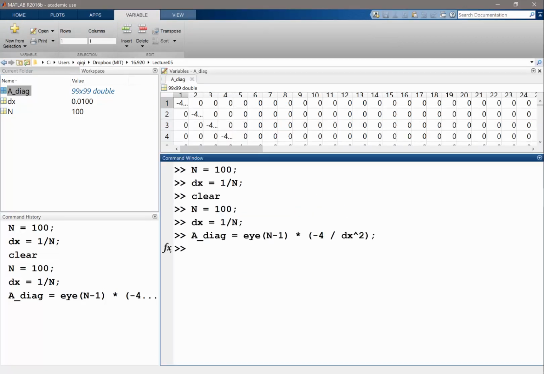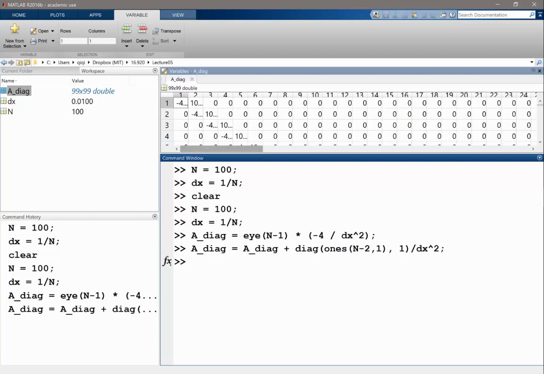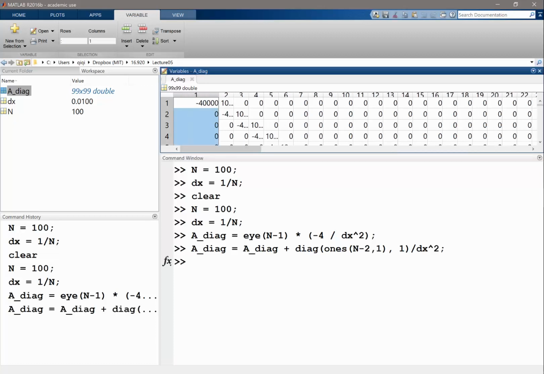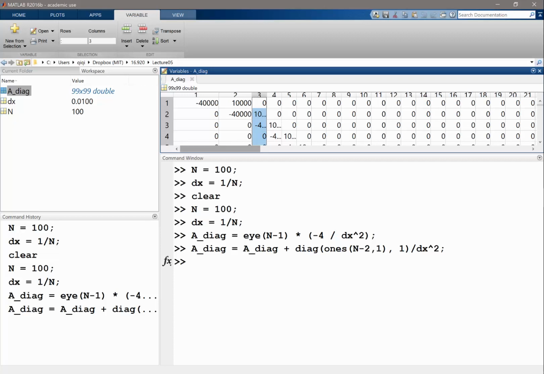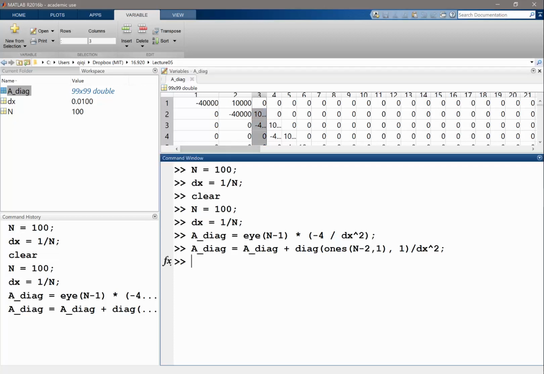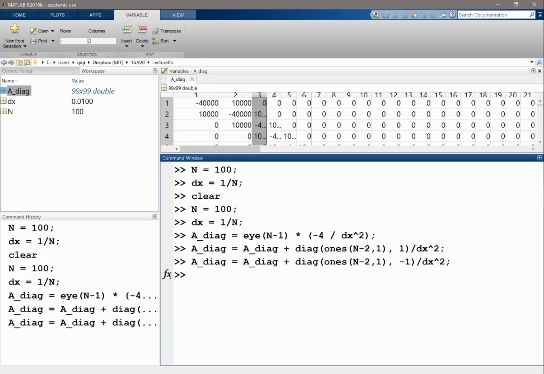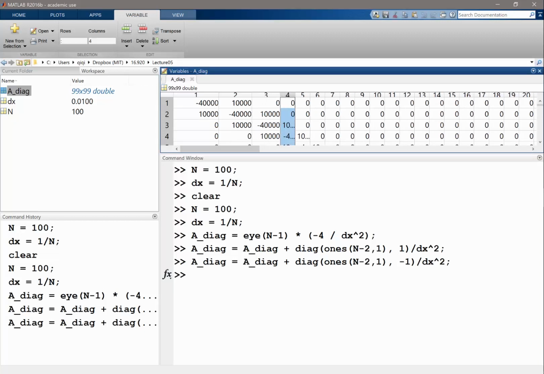And my A diag is going to be equal to A diag. I wish I had plus equal in MATLAB. Diag 1 and minus 2, 1 and 1 divided by delta x squared, right? I have 40,000 and 10,000 on the off diagonal. So I will do this again with minus 1. So I have the diagonal blocks.